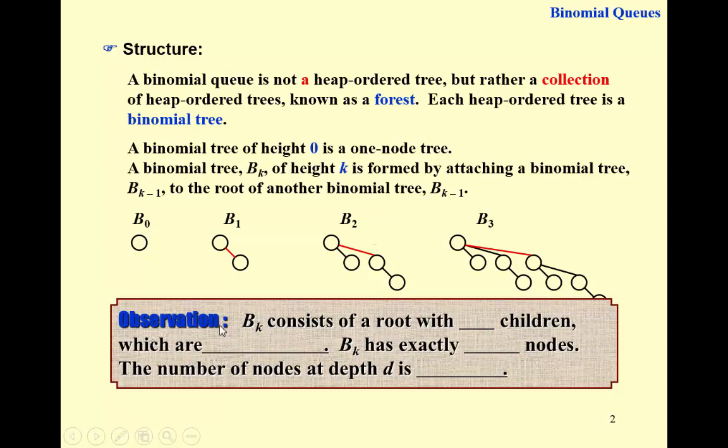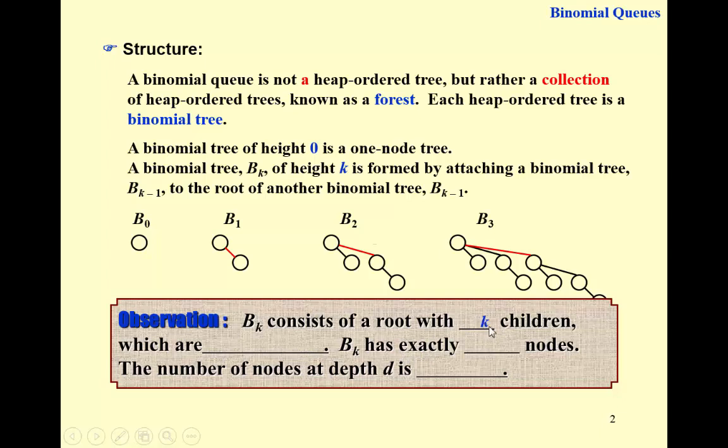So let's try to find some pattern here. This is an observation, not a discussion. So B sub k consists of a root with how many children? Just check this out. If this is 0, then it has no child. If this is 1, it has one child. If this is 2, this is 2. This is 3, this is 3. So if this is k, then the number of children must be k, right?